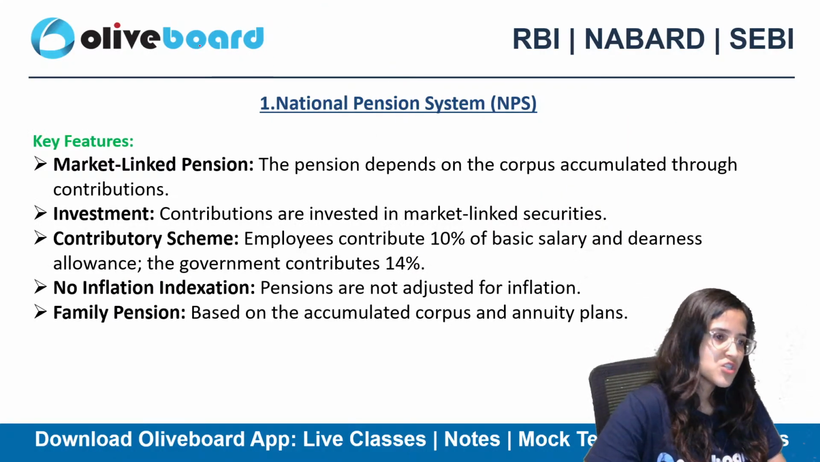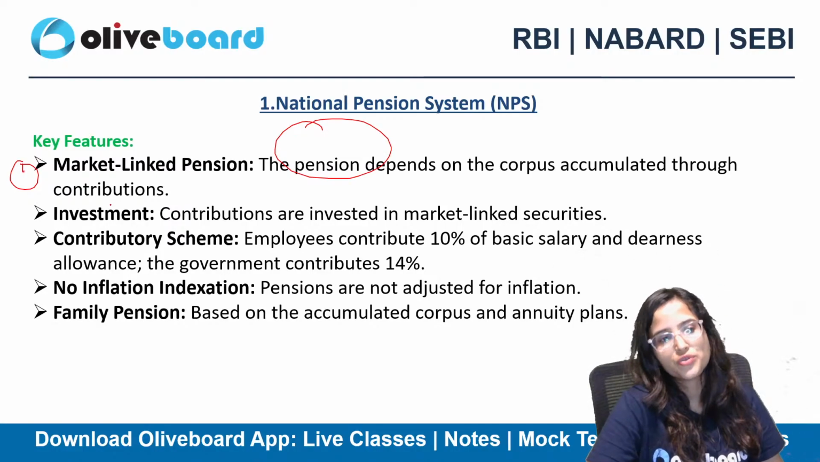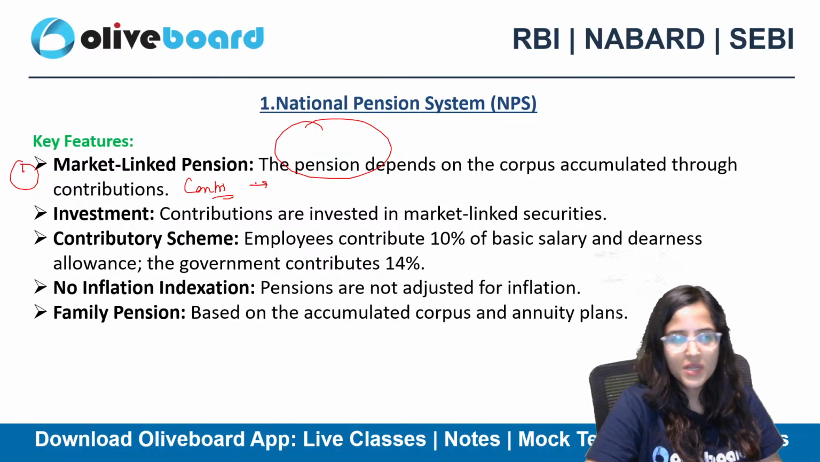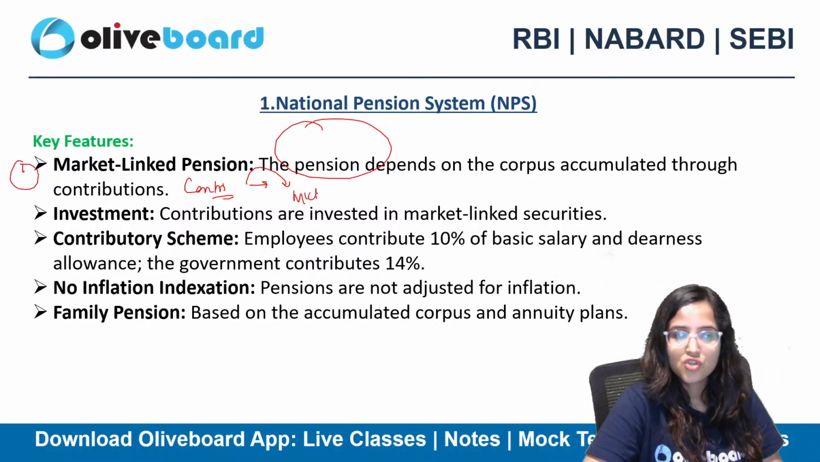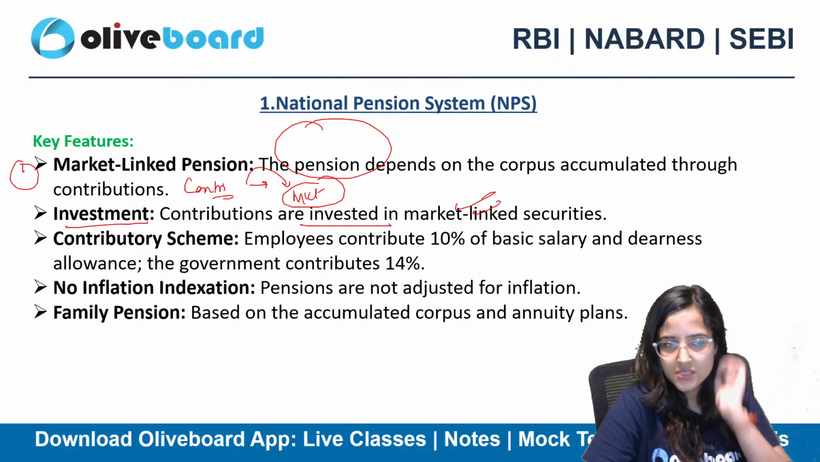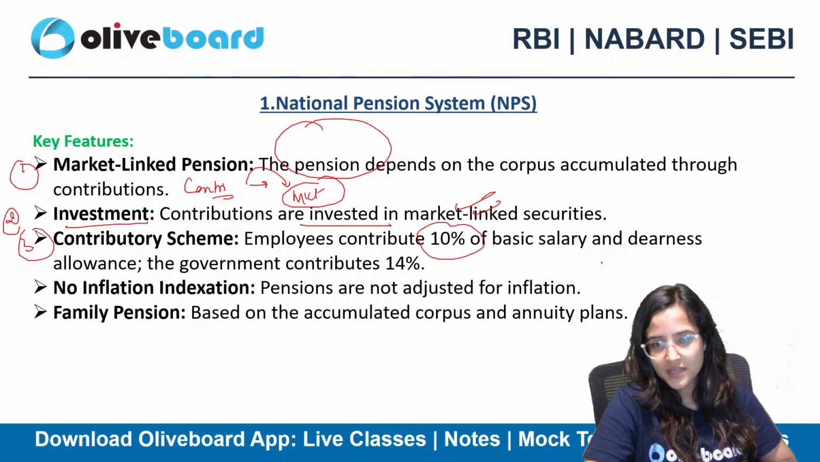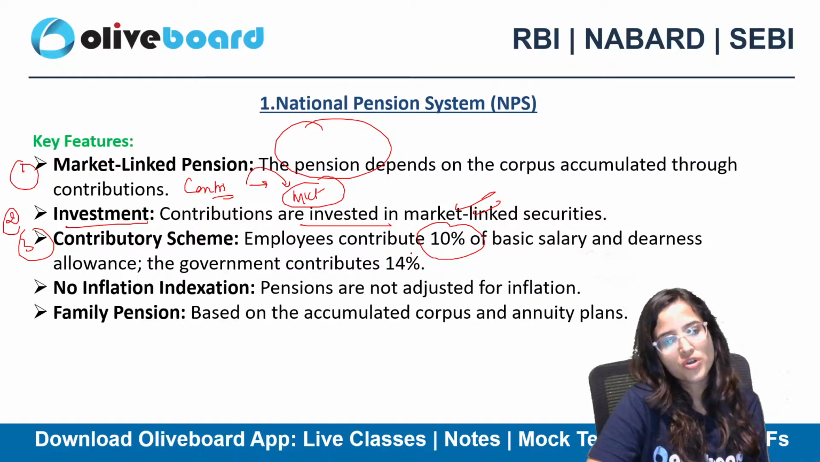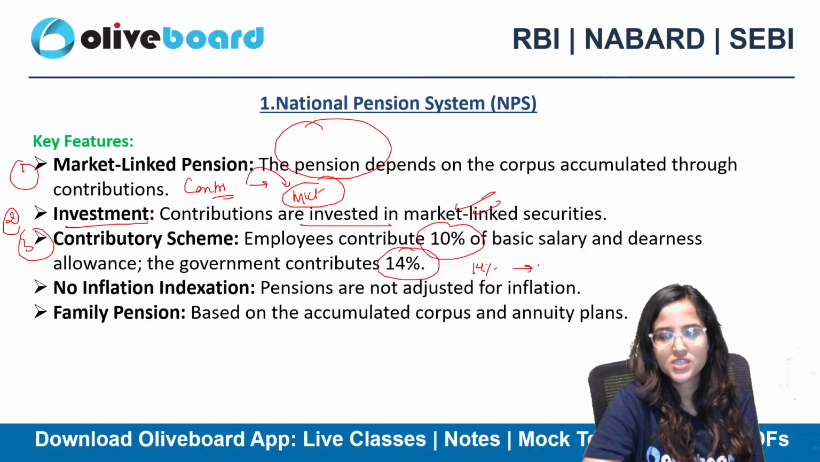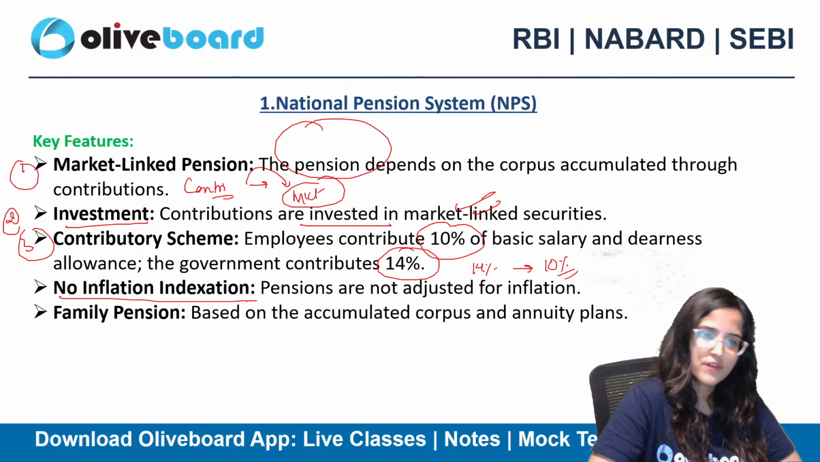Fine. What are the key features? First, it is a market-linked pension. So this pension depends on the corpus which has been accumulated through the contributions. Whatever contributions are made by the employee and the government, that amount is invested in the stock market. These contributions are invested in market-linked securities. It is a contributory scheme. Employees contribute 10% of the basic salary and DA, and the government contributes 14%. Okay, how much does the government contribute? 14%. And how much does the employee contribute? 10%.